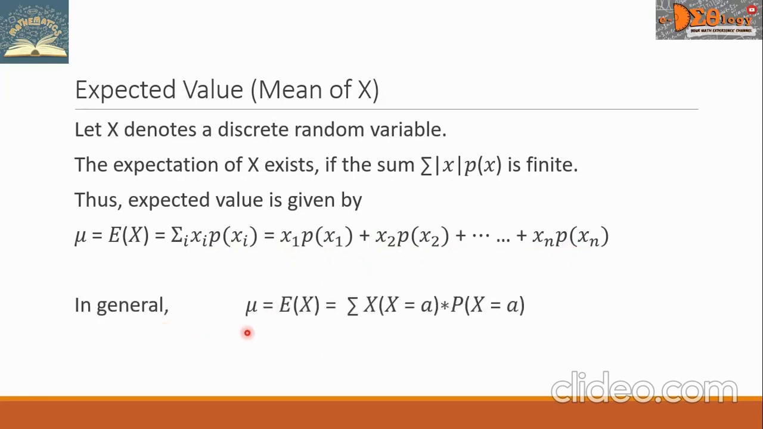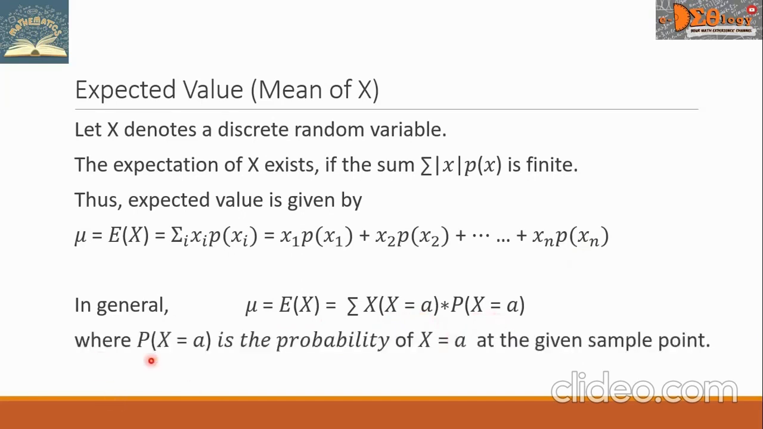In general, this mu, or the mean, equals the expected value, and this is equal to the summation of capital X when capital X equals a, times capital P of capital X equals a, where P of capital X equals a is the probability of capital X equals a at the given sample point.